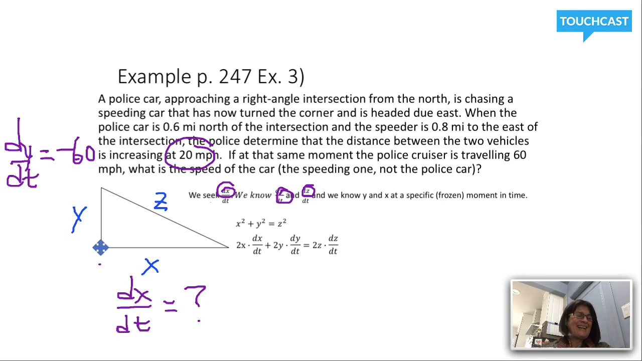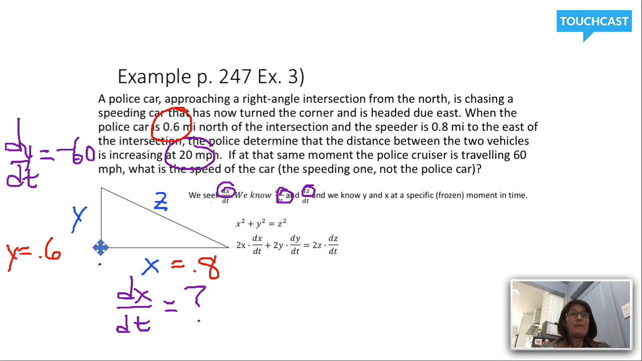I'm trying to isolate dx/dt, which means I'm going to want to be able to substitute in some sort of value for every other variable in here. I'm going to need some of the values that I've been told about. There's a moment when the police car is 0.6 miles north of the intersection. That tells me that there's a moment when y equals 0.6. At that moment, x equals, I'm going to put these in red just so I can see that they're different from the purples and the blues, x is 0.8.